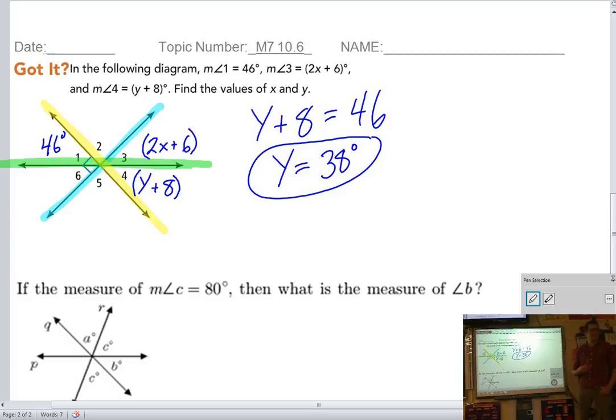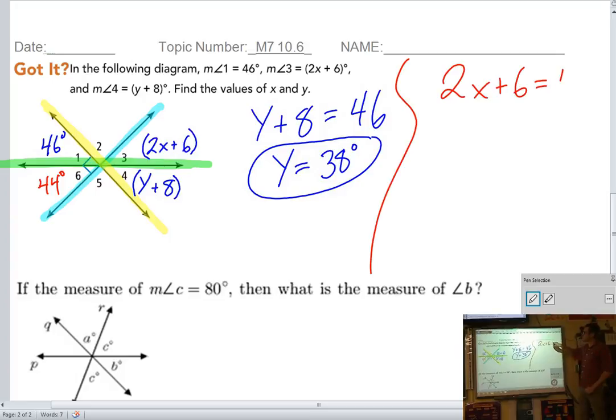No, not 1 and 6. They're beside each other, and they make a right angle. What's it called when two angles combine to make a right angle? They're complementary. So how big does 6 have to be? It would have to be 44, which then tells me 2x plus 6 equals 44.